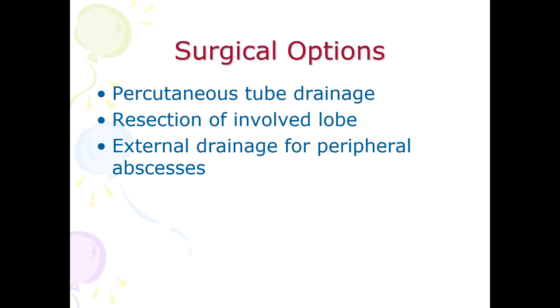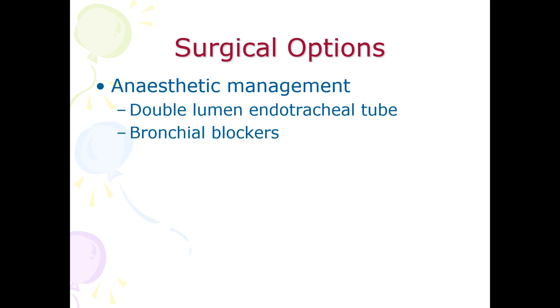Surgical options: percutaneous tube drainage, resection of involved lobe. Percutaneous tube drainage means insertion of chest tube into the site of collection. Resection of the involved lobe through thoracotomy or by thoracoscopic surgery, external drainage for peripheral abscess.